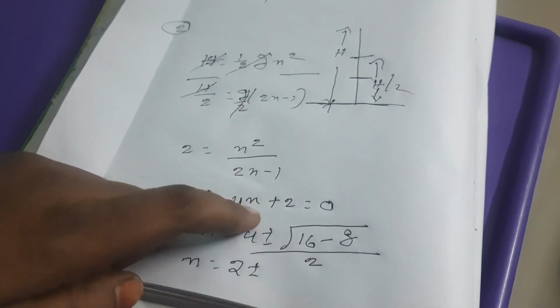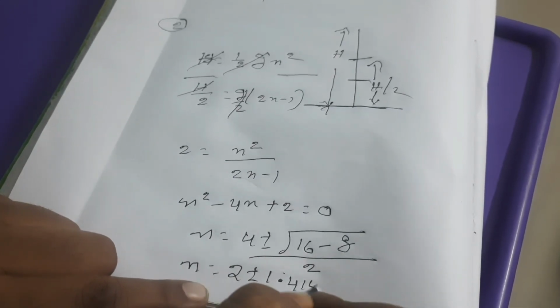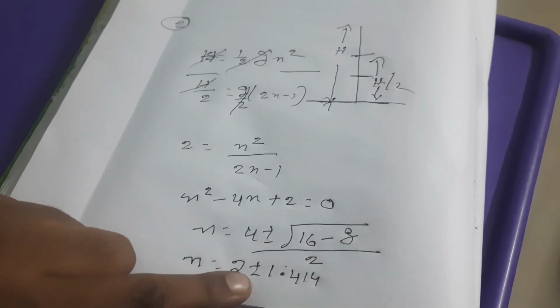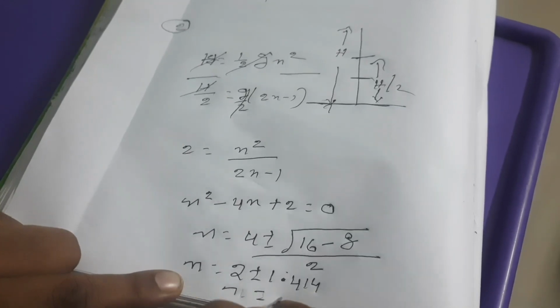2 root 2, 2 cancels. Root 2 is here. Root 2 value is 1.414. Since the ball takes more time, you can take the plus only. So 2 plus 1.414, approximately, what is the time?